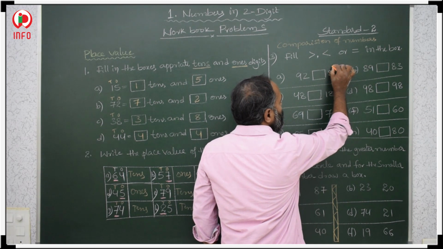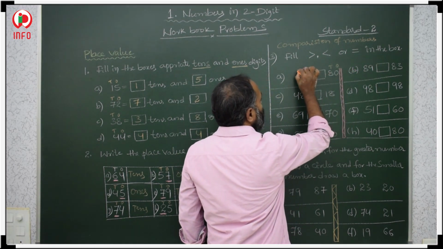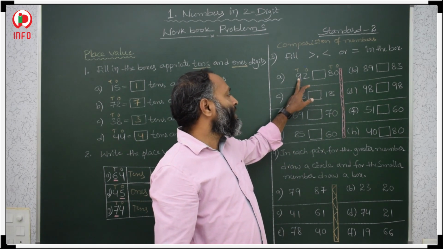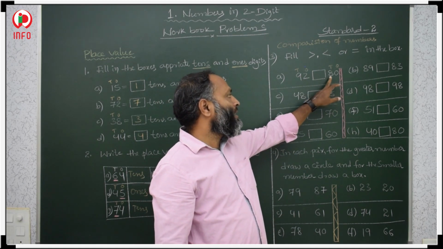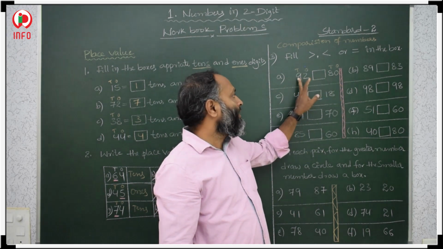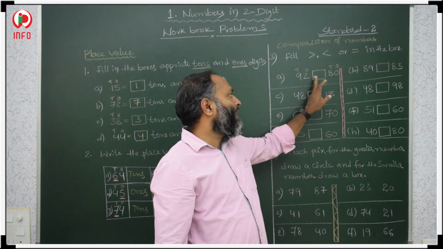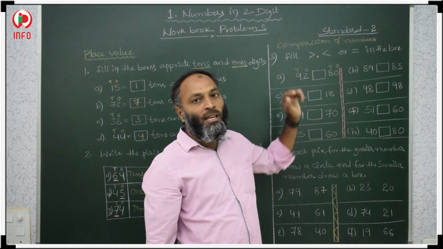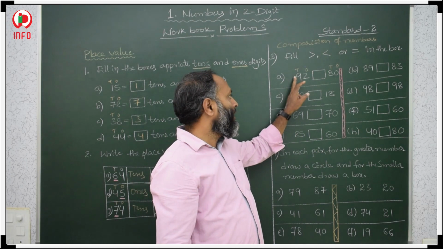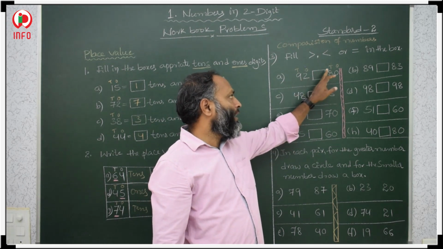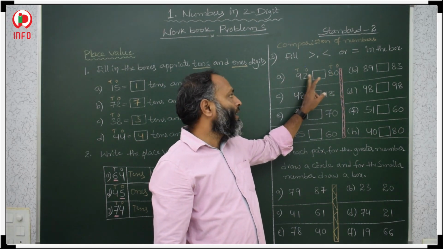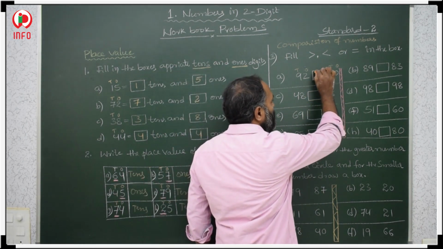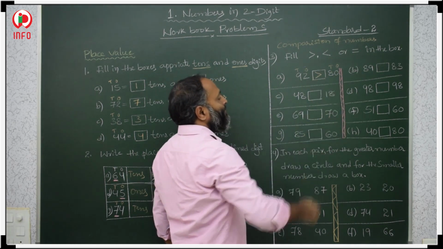First write ones place and tens place. Now we check from tens place. Here what is in tens place? 9. What is in tens place? 8. In 9 and 8 we have to check from left to right, from tens place to ones place. In tens place 9 is there and in tens place 8 is there. In 9 and 8, 9 is bigger, so 92 is greater than 80.